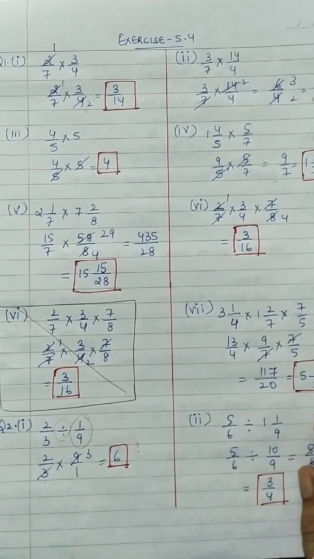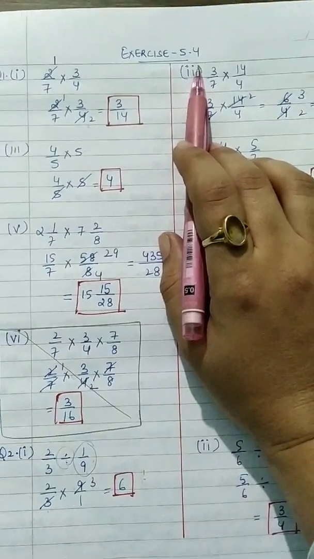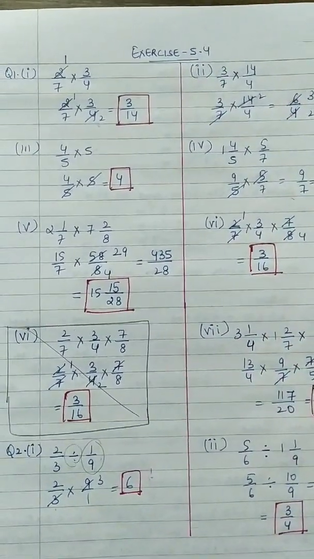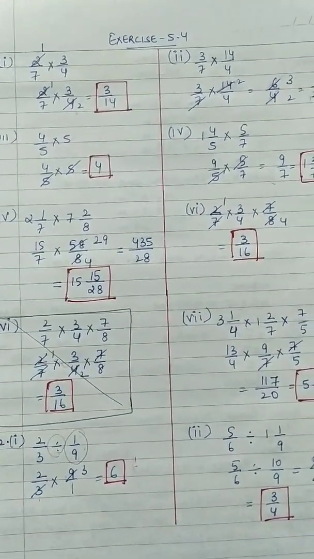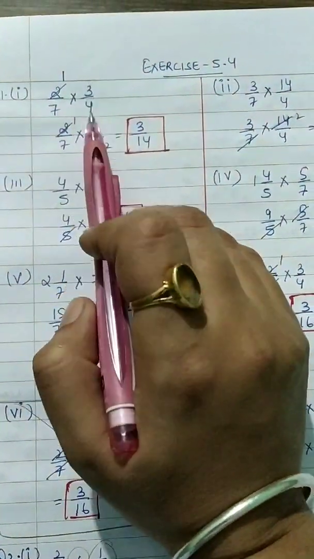Hello children, today in this video we are going to do exercise 5.4 because we have not done this exercise earlier. In this exercise we will mainly do multiplication and division, but you must not forget about BODMAS. BODMAS is also applicable in this exercise. So the first question is multiply 2 by 7 into 3 by 4.